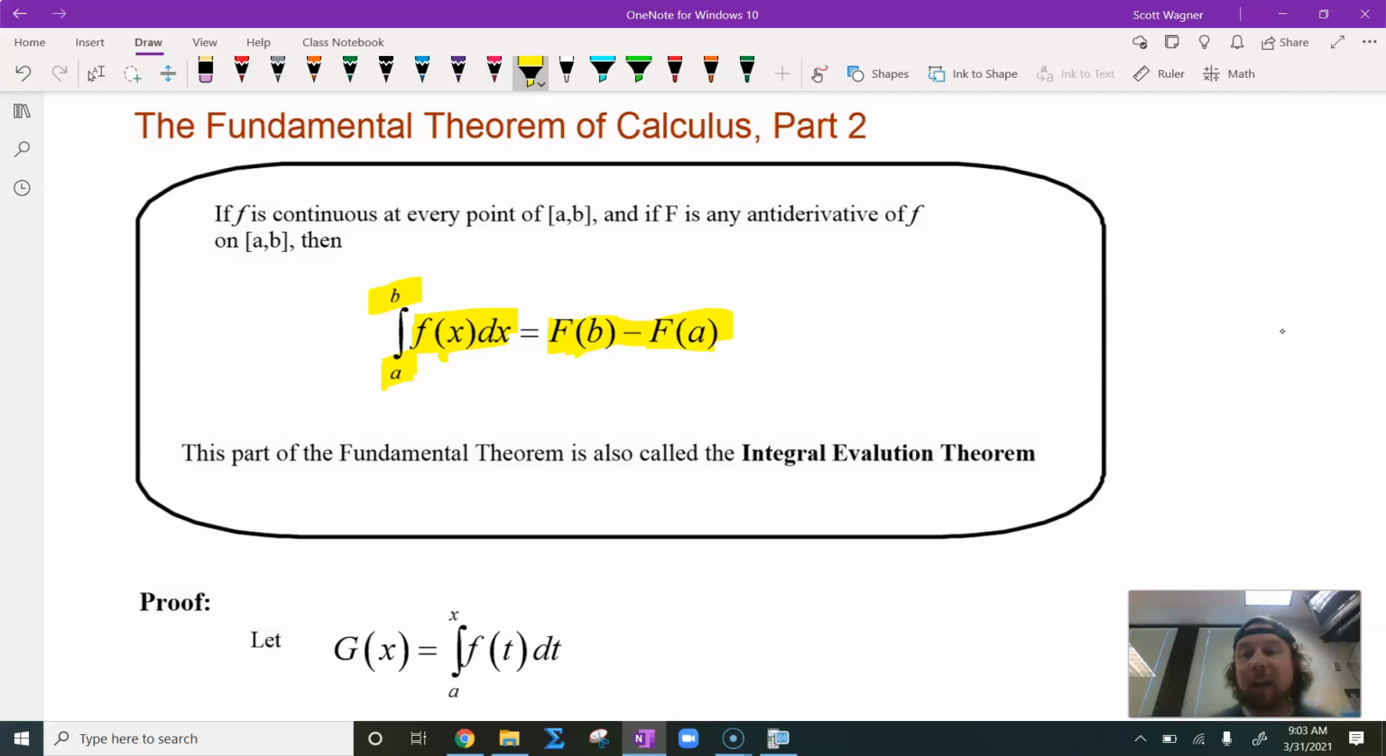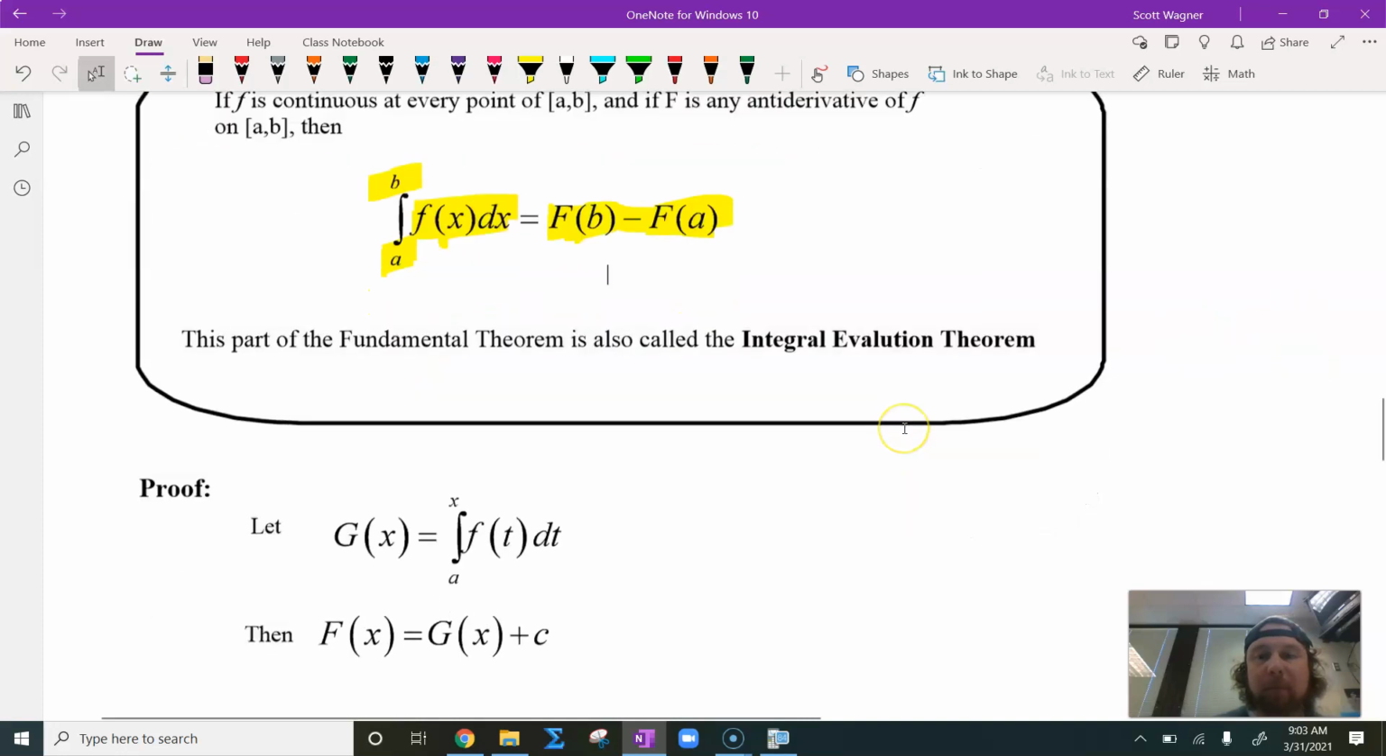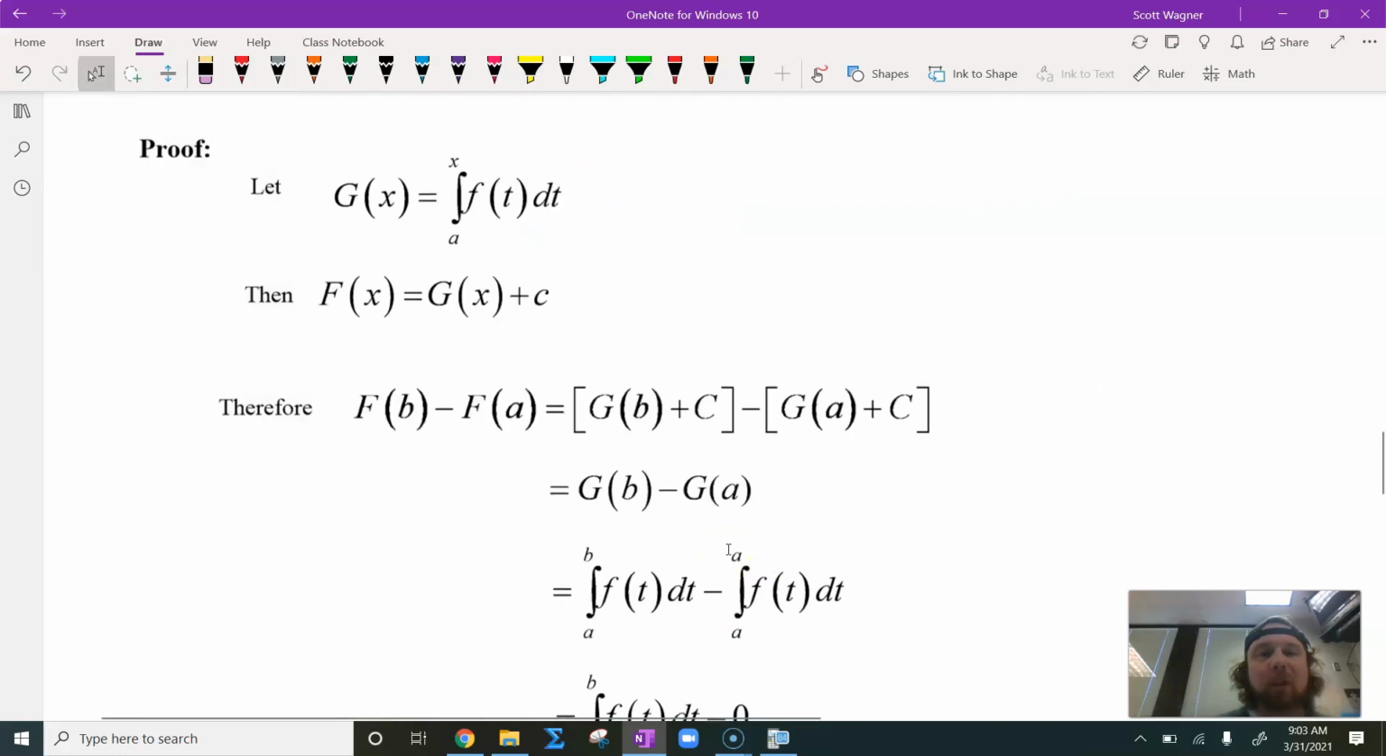So again, you've got that antiderivative function. You substitute in the lower limit A, and you subtract those two values. And that's going to be your full integral, what we have right here. This is also called, to help you out, the integral evaluation theorem. And there's a nice little proof that goes along with it.